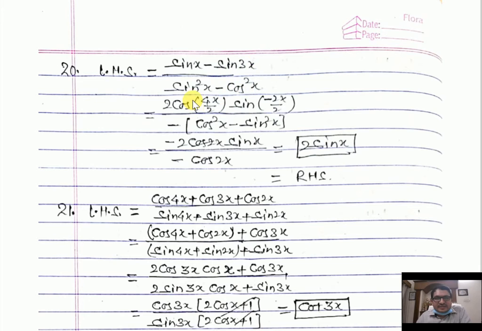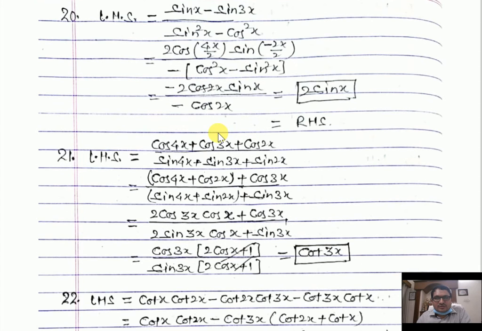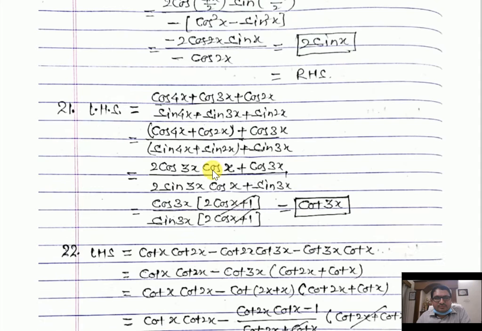Question number 20. Sin x minus sin 3x upon sin square x minus cos square x. Sin c minus sin d, so 2 cos (c plus d)/2 and sin (c minus d)/2. Minus common: cos square x minus sin square x is cos 2x. So now it will be 2 cos 2x sin x, cos 2x and cos 2x get cancelled. You will get 2 sin x, right hand side, hence proved.